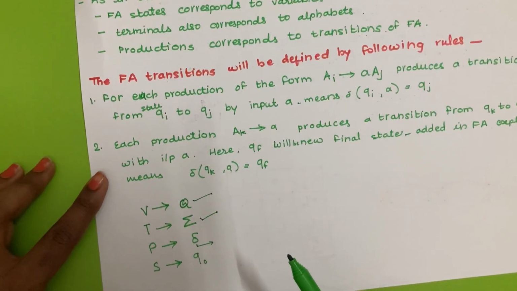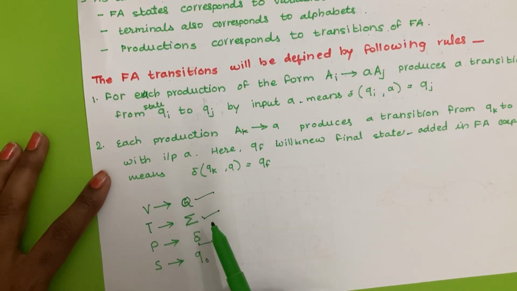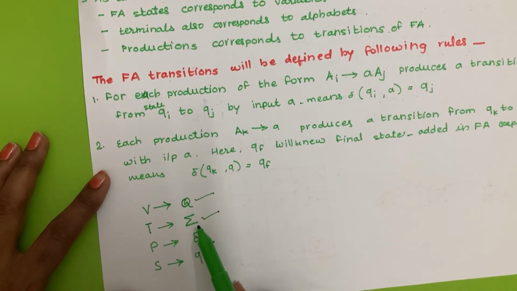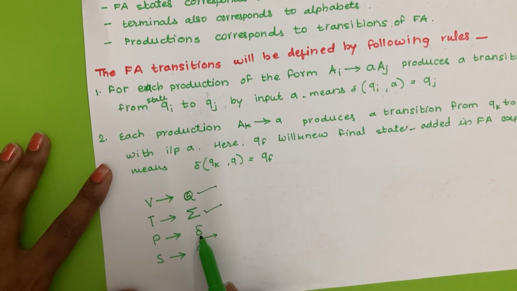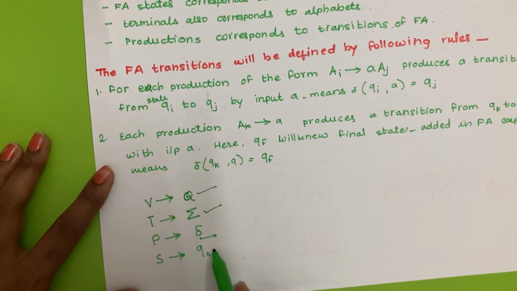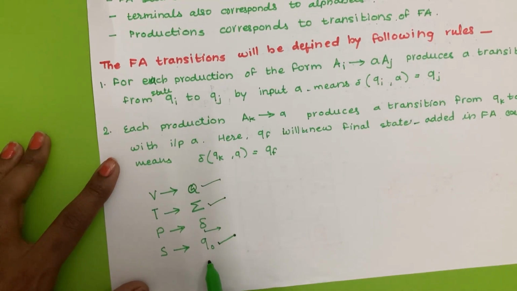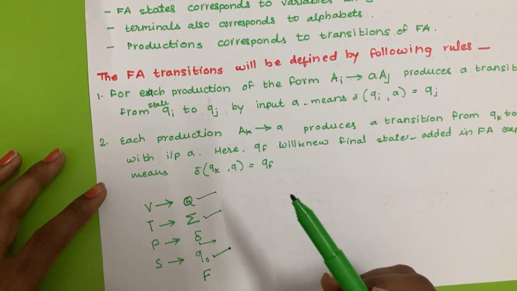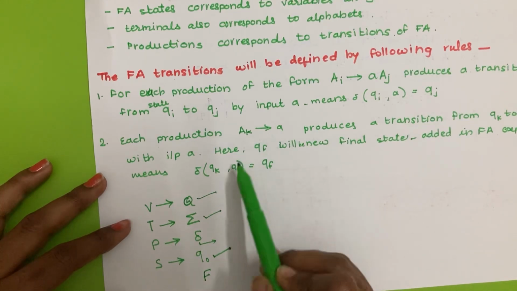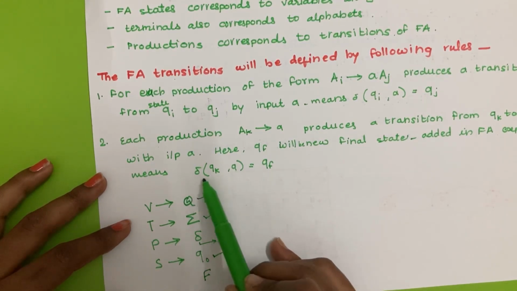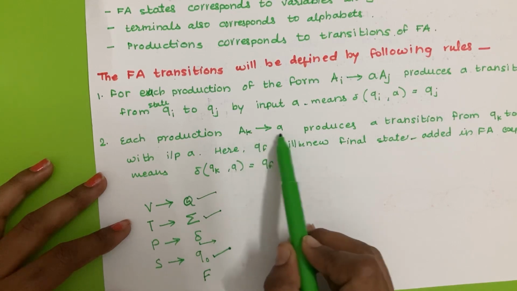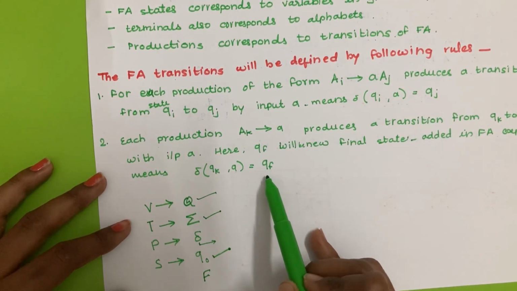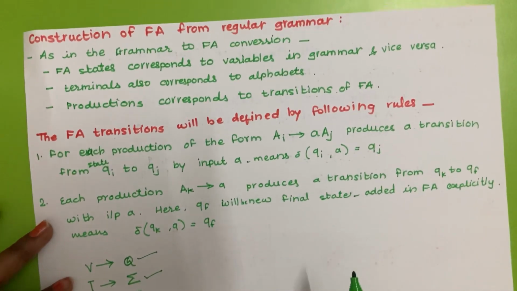So we have learned how to get Q, the set of states, then sigma, the set of input alphabets, then the set of transitions, that is delta, then the initial state, and lastly F. This resultant finite automata will have a single final state that will come from this type of production, that is Ak tends to small a. So here we have to consider qf as the extra state for the conversion method.